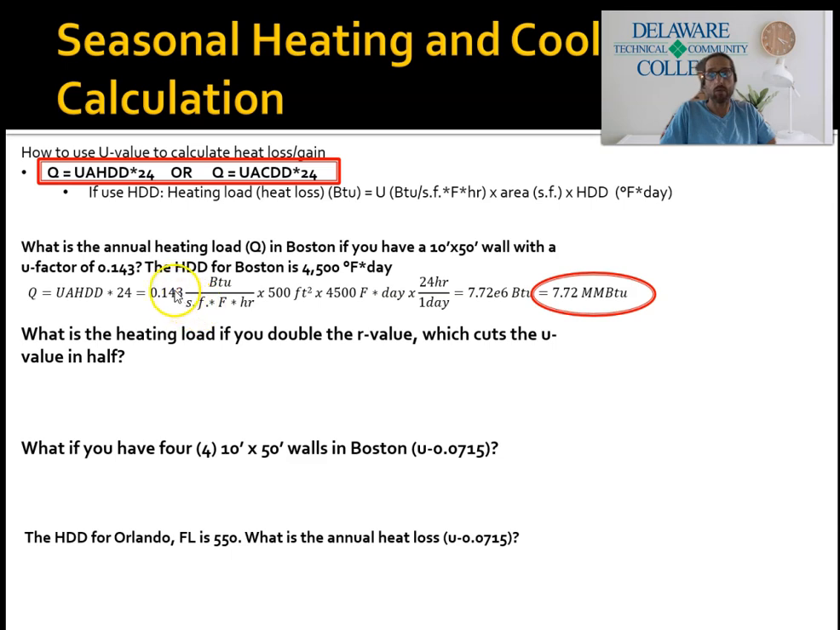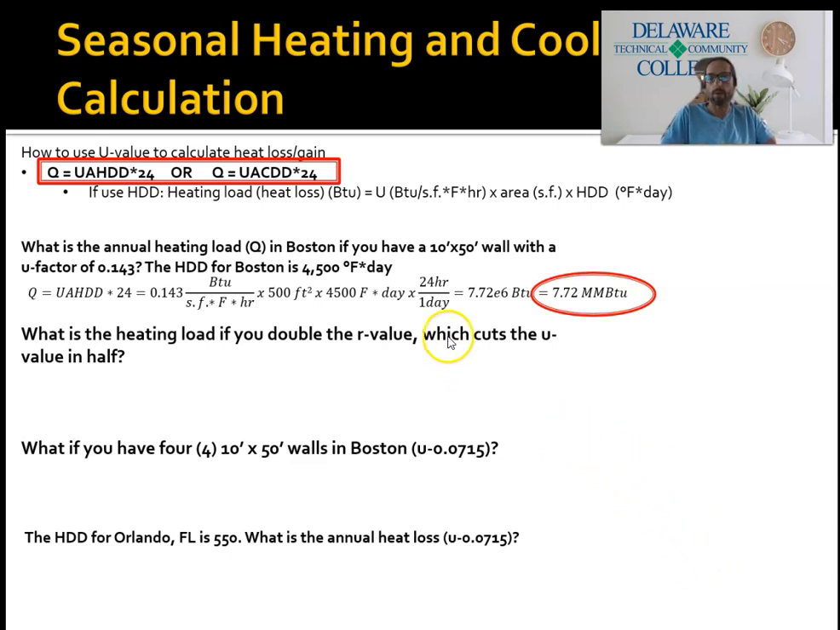U times A: 0.143, times the area, 500 square feet, times the HDD, 4,500, times 24, gives us 7.72 times 10 to the 6 BTU, which is about 7.72 MMBTU. Okay, so that would be the total heating needs based on the heat loss through that surface.